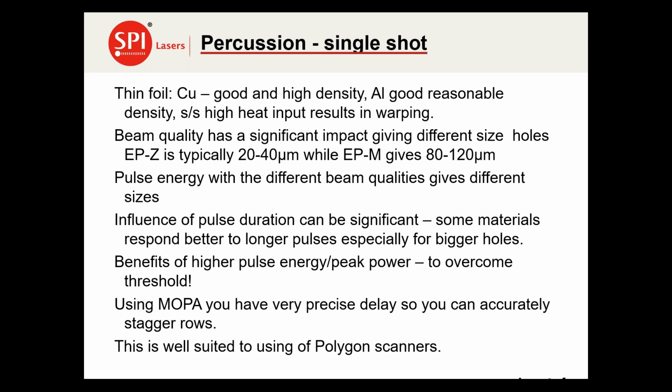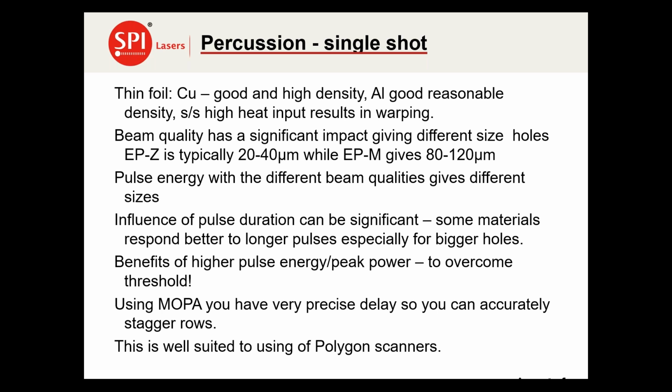So percussion is basically about single shot. So thin foils, aluminium is reasonable. The beam quality has a significant impact on the size of holes. So for example, the Z type, which has an M squared of less than 1.6, will give you a 20 to 40 micron hole. An M squared of 4 to 5 will give you a bigger hole that will go up to about 120 microns.